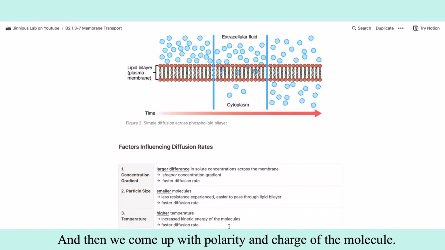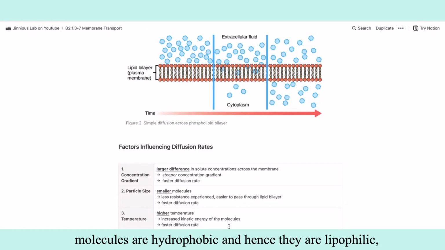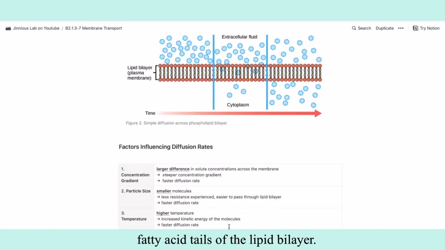And then we come up with polarity and charge of the molecule. And as we just discussed before, nonpolar and uncharged molecules are hydrophobic and hence they are lipophilic, meaning that it is easier for them to pass through the long fatty acid tails of the lipid bilayer. This leads to faster diffusion rate again.